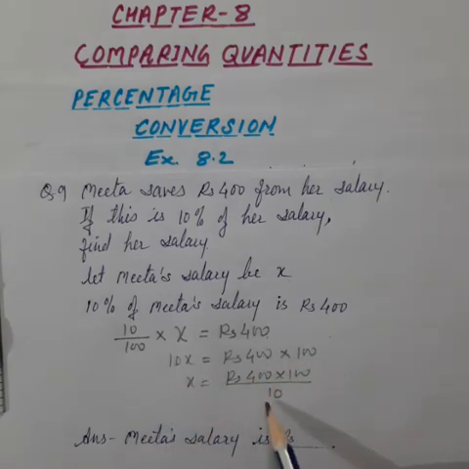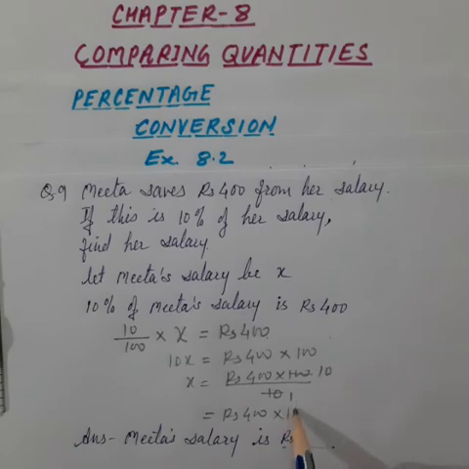Now we have to solve this. 10 tens are 100. So 10 ones are 10 and 10 tens are 100. This is the numerator, rupees 400 into 10 equal to rupees 4,000. So Meeta's salary is rupees 4,000.